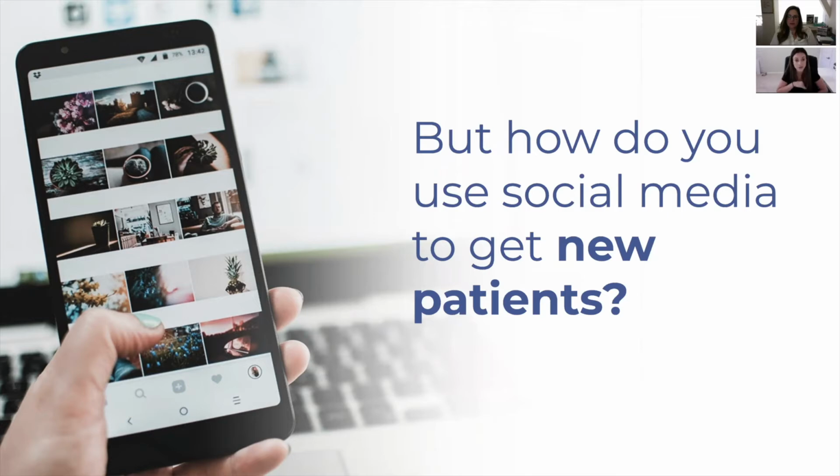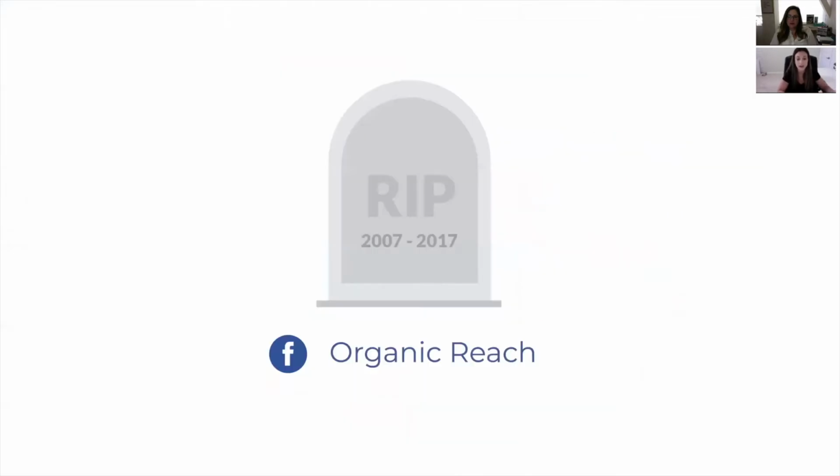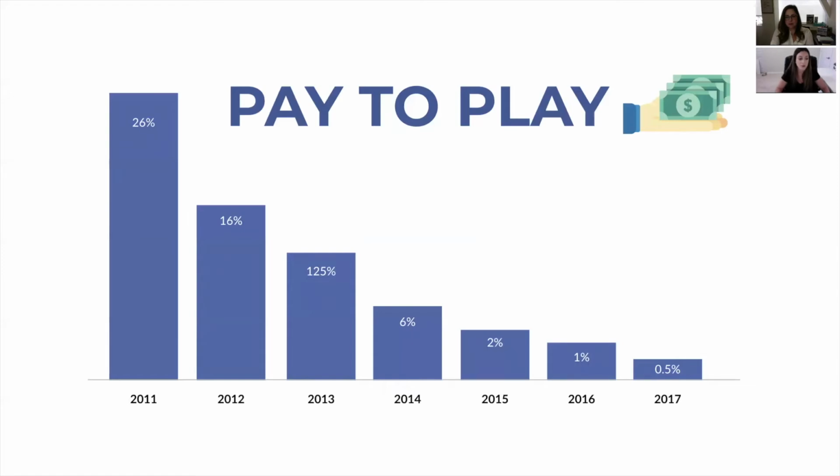Total different ball game and not as easy as it sounds. So I'm going to tell you a little bit about how we can do that. For those of you that have a business page, I'm sure you have realized that organic reach has been slowly declining over the years. It used to be that we would post something back in 2011, and say you had 1,000 followers, 26% of those people would see your posts.